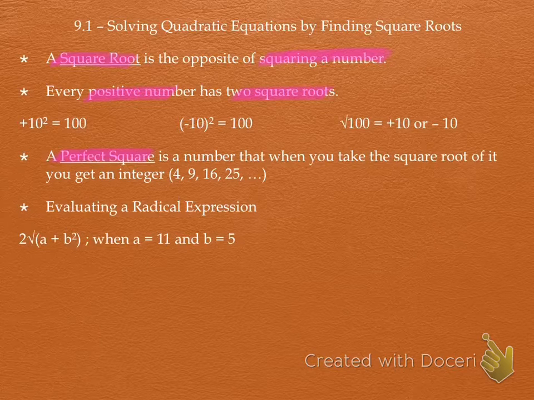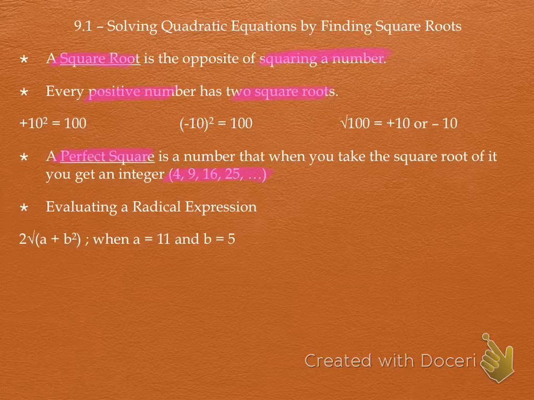A perfect square is a number that when you take the square root of it, you get an integer. We have the list down there: 4, 9, 16, 25, 36, 49, 64, 81, 100, 121, 144, 169, 196, 225, and on and on and on.